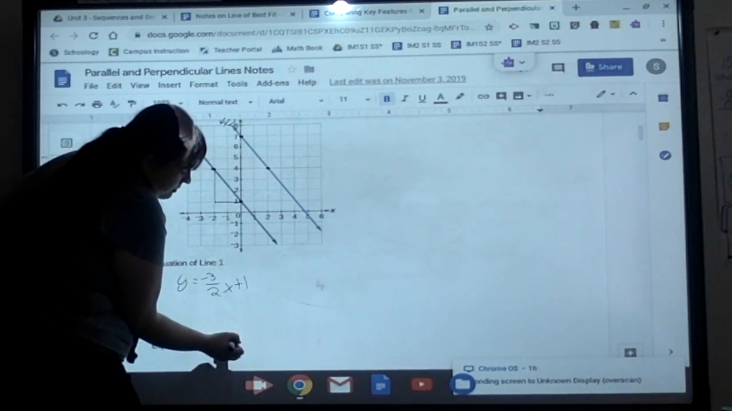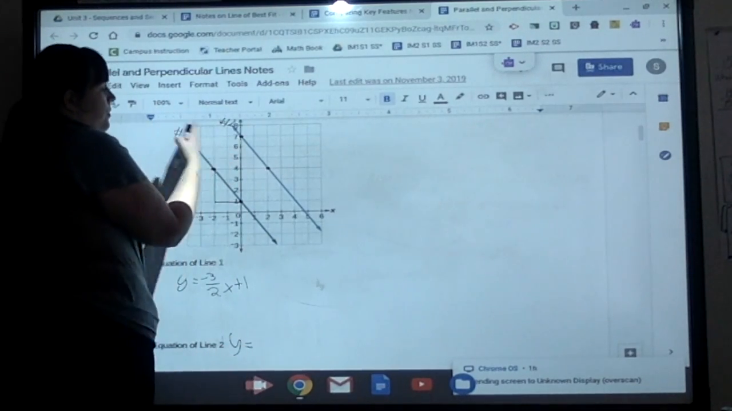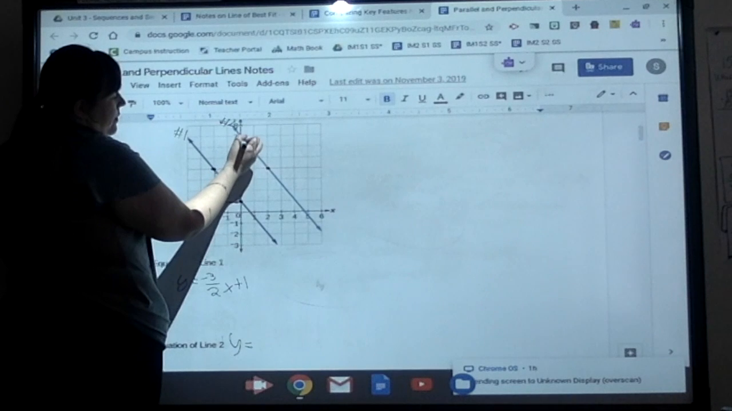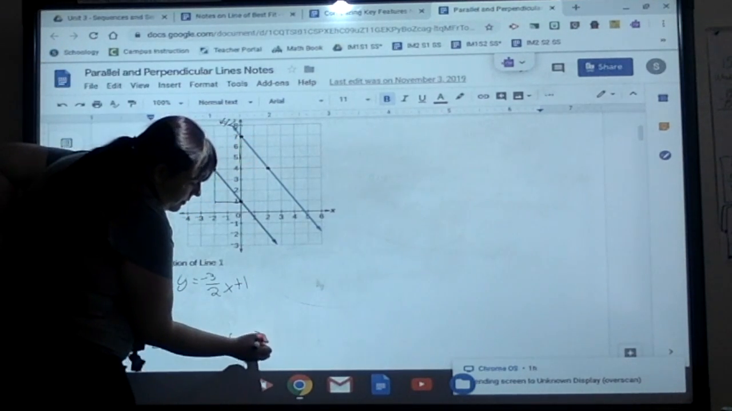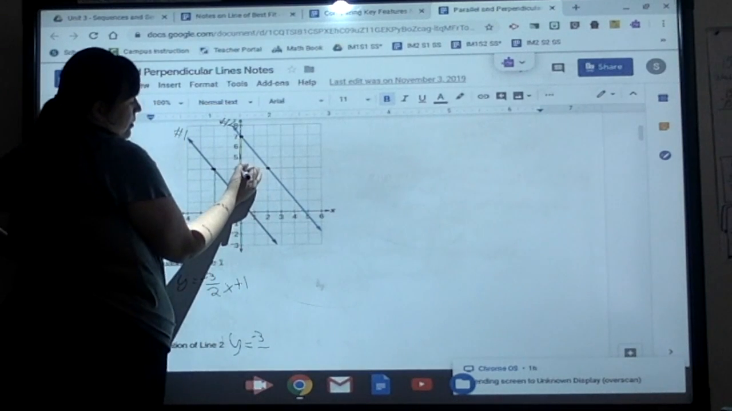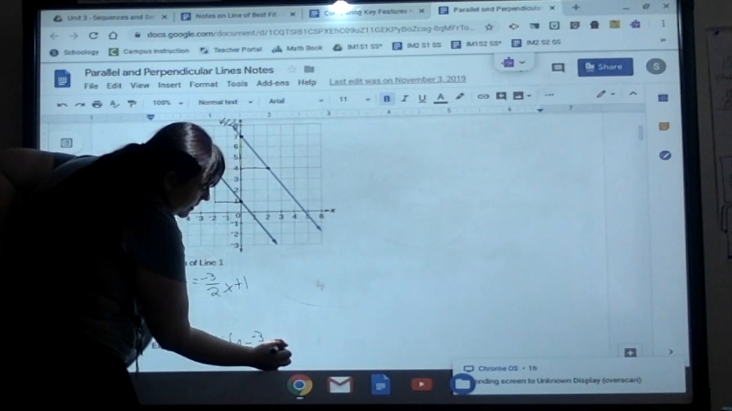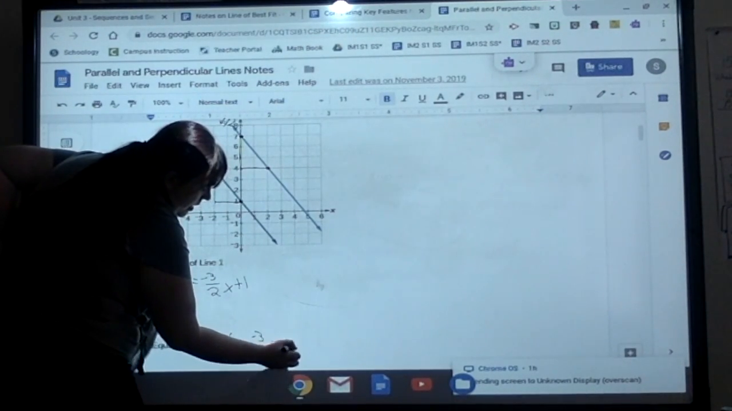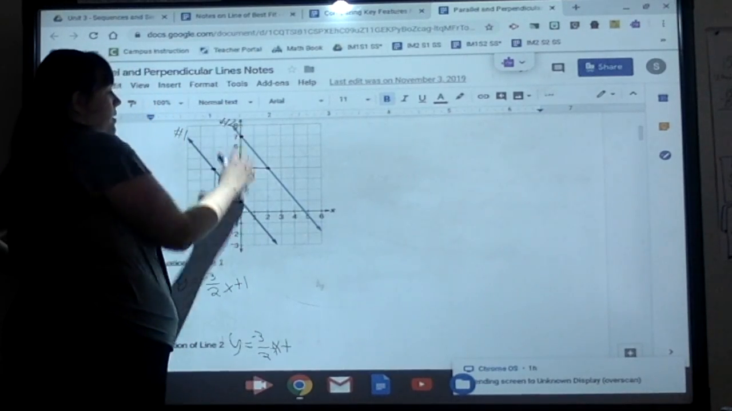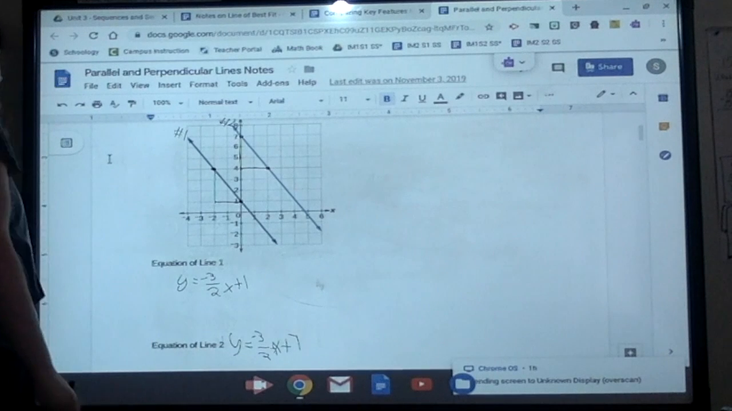So it always starts with y equals, and then to go, again, left to right, so starting with this one, I have to go down 1, 2, 3, which makes it a negative 3, over, and I go right 1, 2, so that's my slope, x, plus, and then my y-intercept, this one started up here at 7. So plus my b is 7.